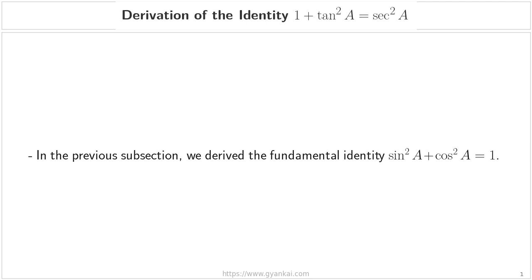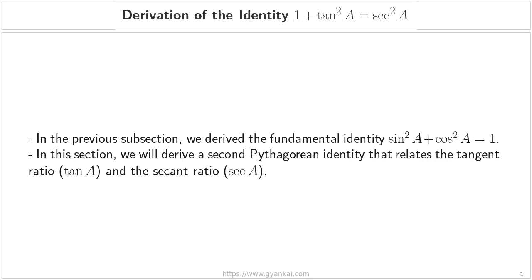In our previous lesson, we successfully derived the most fundamental identity in trigonometry. Sine squared of A plus cosine squared of A equals 1. This is a cornerstone of our study. Building on that foundation, our focus today shifts to a new objective. We are going to derive a second Pythagorean identity.